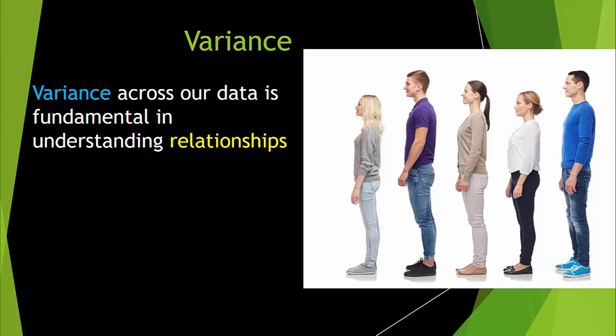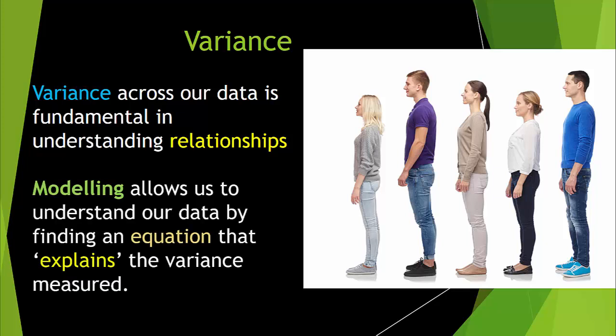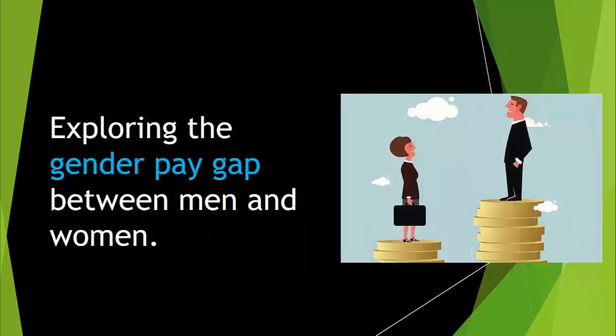In fact, many of those tests do look in detail at the variance, i.e. the variation of scores from person to person and from group to group. This deeper analysis, extending beyond the flowchart, is known as modelling, and it is a process where we try to understand our data and the phenomena behind it by finding an equation that explains the variance measured. So let's look at a non-contentious example to illustrate this.